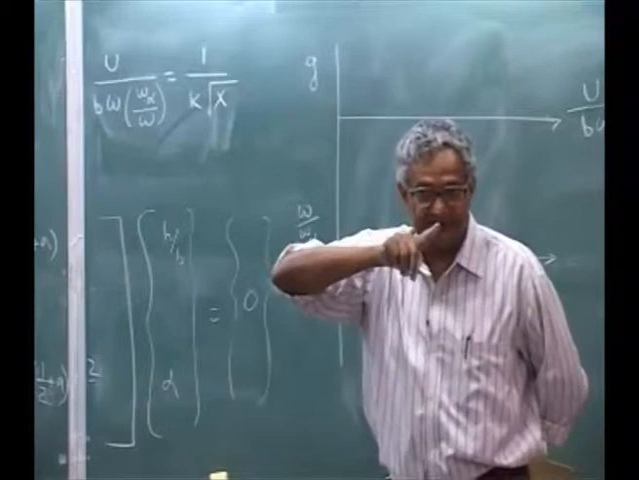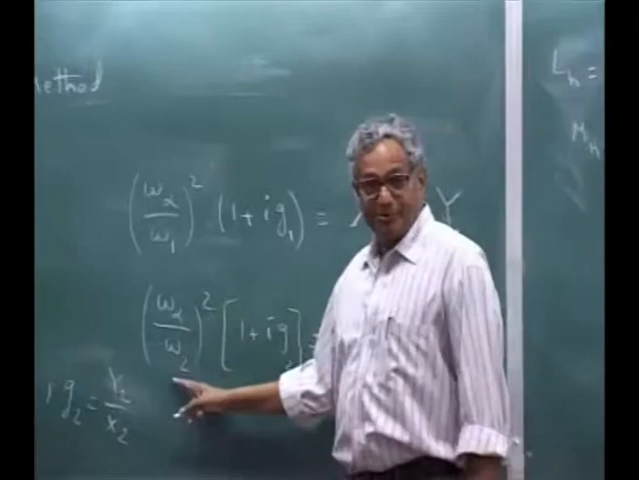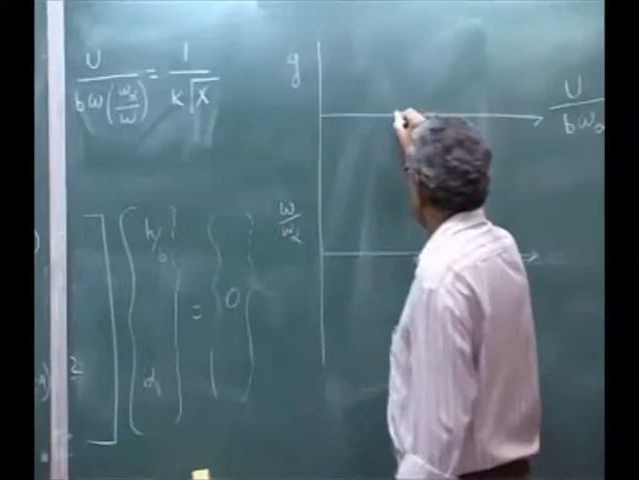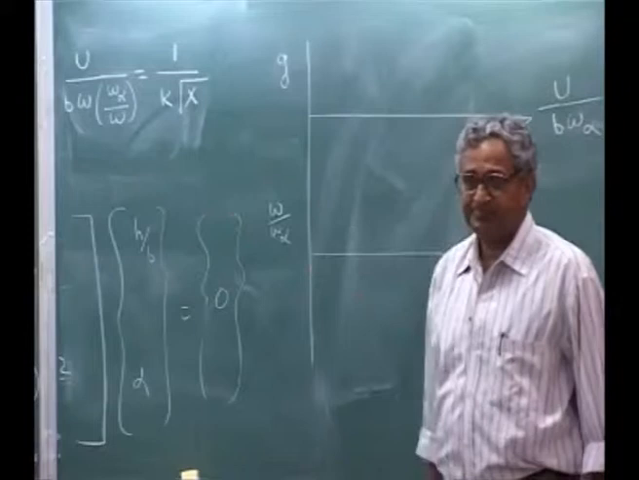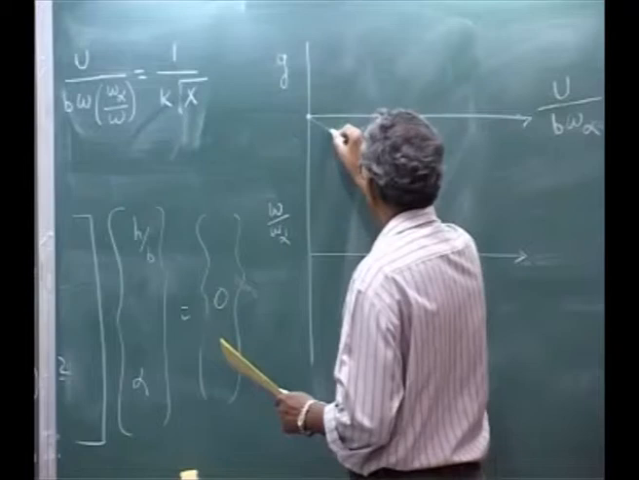Please remember, I get two roots, x1 and x2. x2 represents omega alpha by omega 2, x1 represents omega alpha by omega 1. That means I can get x1 and x2, put the value root k. I know my x point. Okay, Y point, I get g. So what I will do is I will start up. Usually you will find the curve will go like this. One curve will go like this, another curve may go like this.